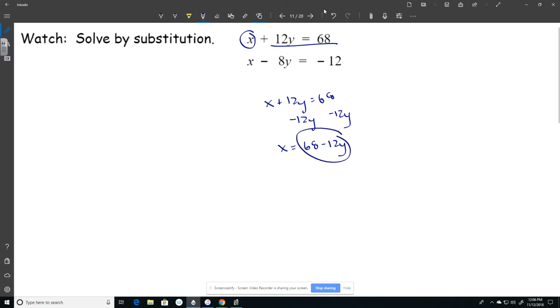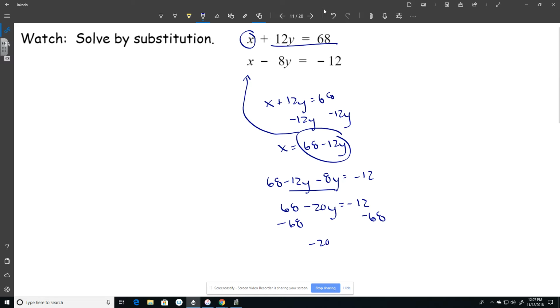Then I'm going to take that 68 minus 12y and plug it in for x in my second equation. I've already used this one, I can't use it again. So 68 minus 12y minus 8y equals negative 12. From here, I just combine like terms. Negative 12y minus 8y is negative 20y. And I still have this 68 equals negative 12. Subtract 68, we're going to solve for y now. So negative 20y equals negative 80. And when I divide by that negative 20, y is equal to 4.